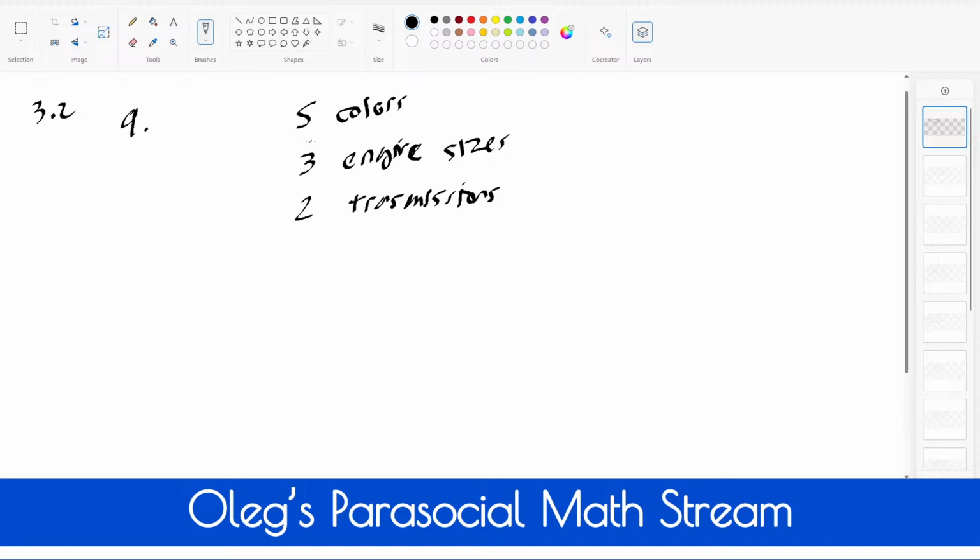Okay, so then we're just going to multiply. 5 times 3 times 2. So that's 30. Because we have 5 choices, 3 engine sizes, and 2 transmissions, 30. All right, let's take a look. Yep. The answer's 30. That last one was simple.